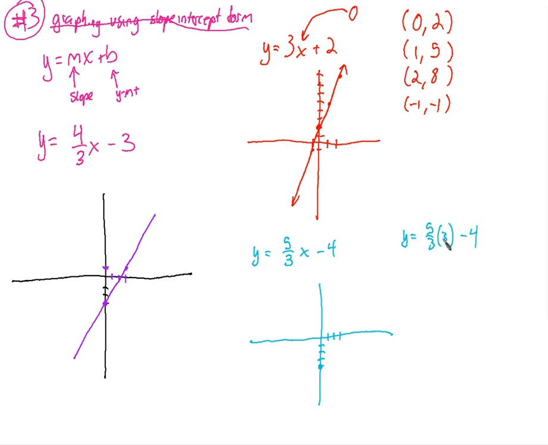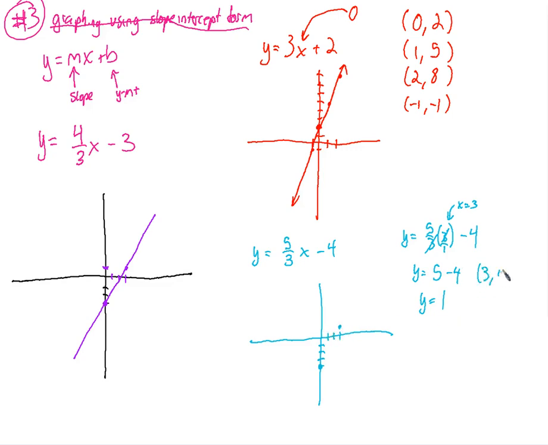5/3 × 3 − 4. When I multiply these two together, and if you need a reminder, multiplying fractions, adding fractions, come and see me, ask me about that. But here I could view this as 3/1. 3 ÷ 3 = 1, so I just get 5 − 4. So when I put in x = 3, look what happens. I get 5 − 4, not 5/3 − 4, which is not as easy as 5 − 4. So y = 1. That was simple, right? If I go over to 3, I get this nice whole number. 5 − 4 is 1, so I go over to 3, 1.